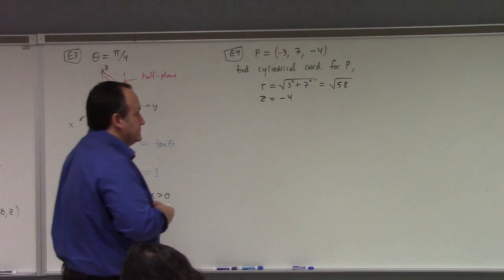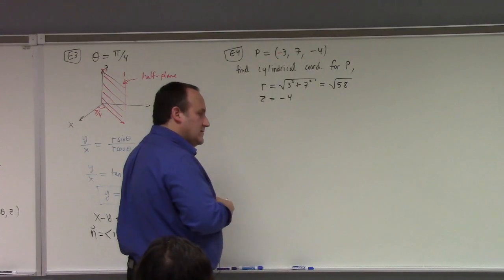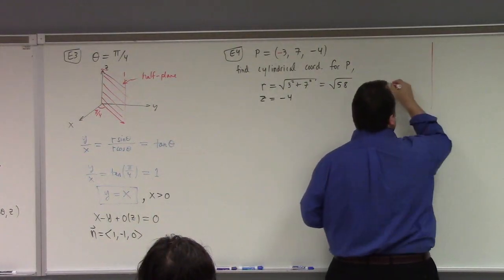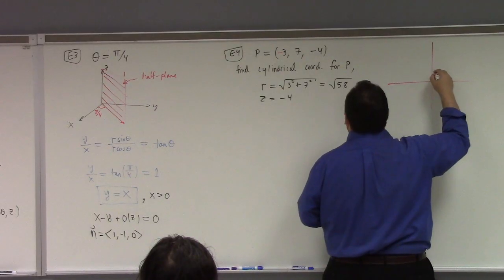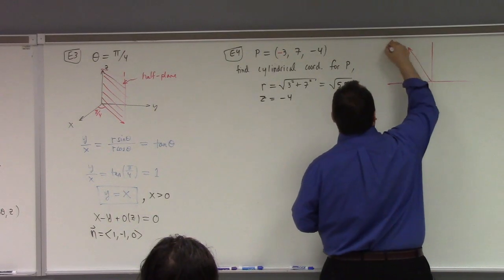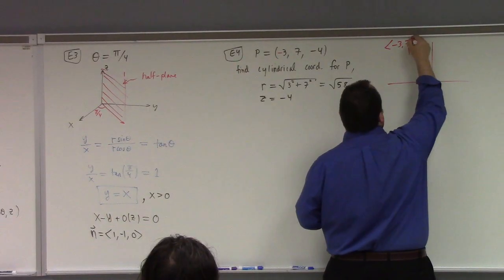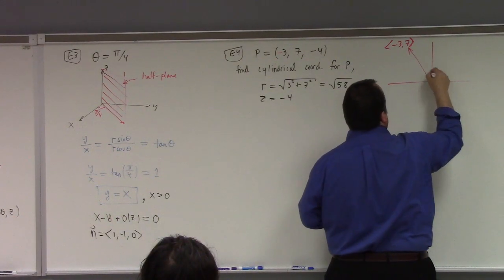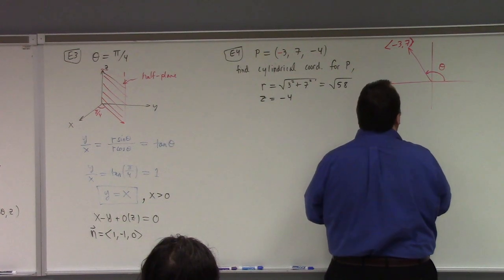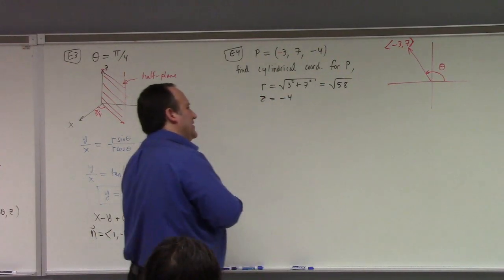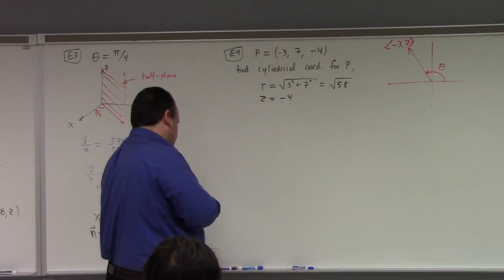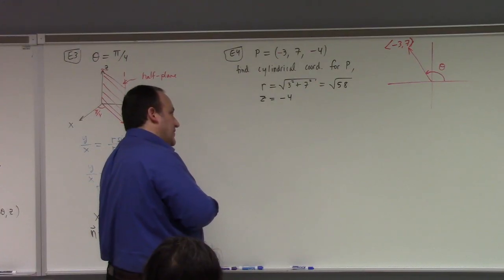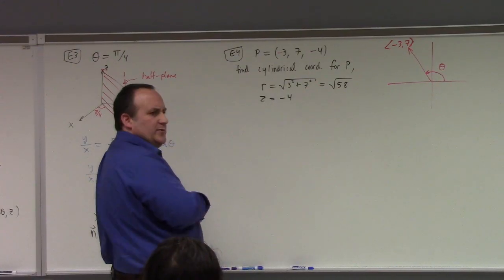Inverse cosine of x over r. Interesting. Or none. Maybe. I don't know. I had to draw a picture. So you're saying minus 3, 7 over here somewhere, right? And you're saying inverse cosine will get it? Does inverse cosine work there? I need to teach trigonometry again. Inverse cosine goes from 0 to pi. Yeah, it should work there.